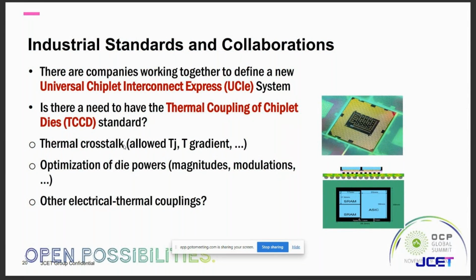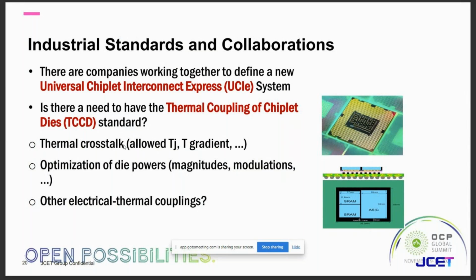I know that there are many companies working together to define a new UCIe standard. And for me, my background is more thermal and mechanical. I don't know if there's a need for us to define a thermal coupling of chiplet and die standard. I define it as a TCCD. Do you guys think there's a need for us to work together to define a thermal standard?